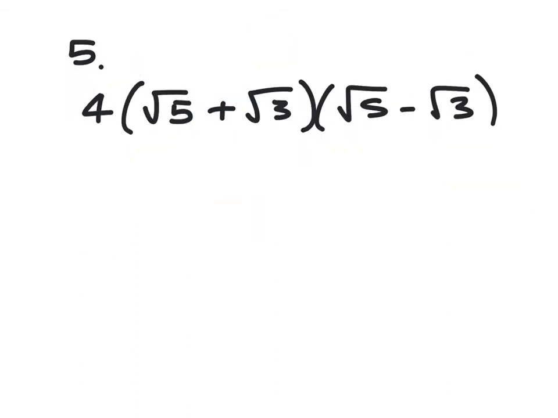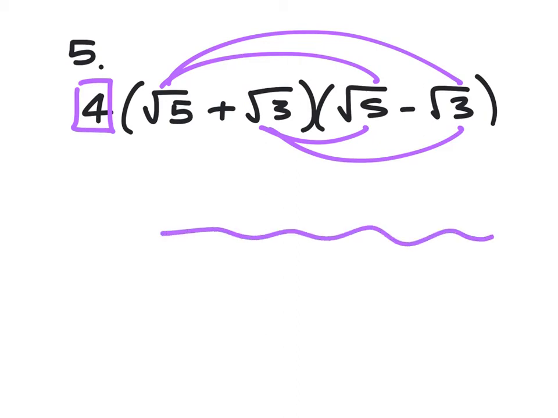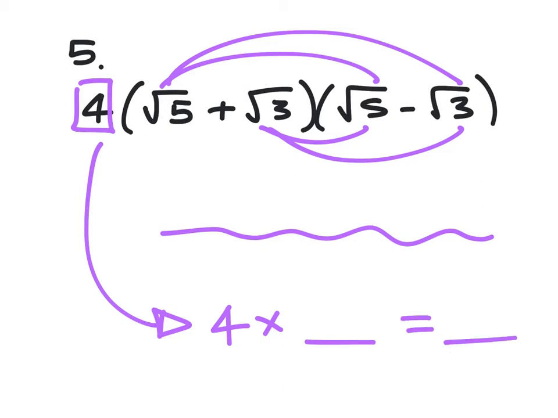Question 4, remove the brackets. Well, let's just imagine that 4 is not there to start with. So we do a bit of FOIL, so root 5 times root 5, root 5 times negative 3, root 3 times root 5, and then root 3 times root 3. So get all of that, and it should tidy up to be something nice and easy. Then you can bring your 4 back in, and you can do 4 times whatever your answer up here is to get your final answer.